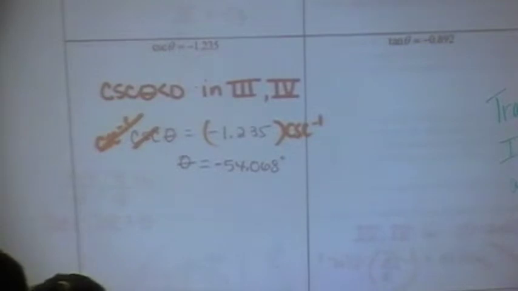All right, so it gave me that theta equals negative 54.068. Now, here's my issue. Negative 54.068 is, in fact, in quadrant 4. But my instructions tell me I need a positive angle between 0 and 360. So even though I am in quadrant 4, that's not the angle I want. I want the positive coterminal angle that's in that same spot.